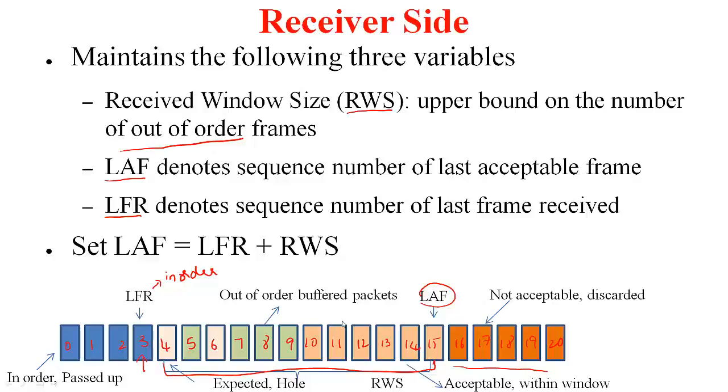If 10, 11, 12, 13, 14, 15 were also to come, it will accept. But if frame 16 were to come, it will not accept because it's not part of the receiver window. Even here there is sliding happening. For example, if this hole got filled up, where 4 got retransmitted and you get this, then it will slide this LFR all the way till 5. And if 6 got filled up, it will slide all the way till 9.